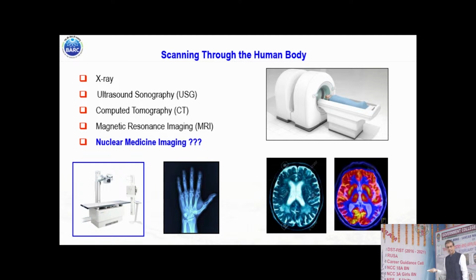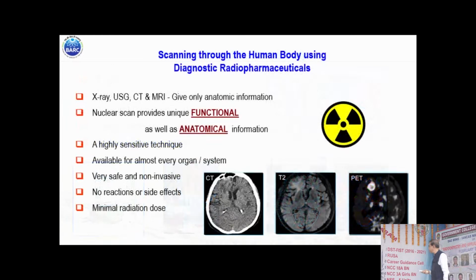As you can see, this is an X-ray, this is a CT image, this is an MRI image, this is an MRI and CT image of the brain. So, very beautifully it captures the brain anatomy. Then why do we need to do nuclear medicine imaging at all? Why do we need to inject radioactivity into the patient?